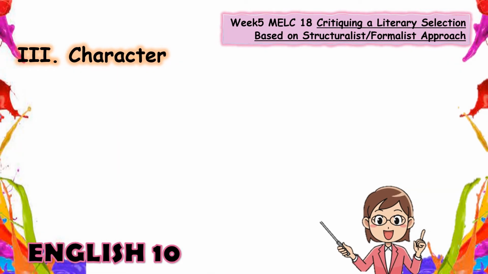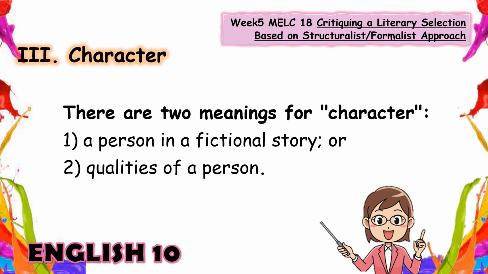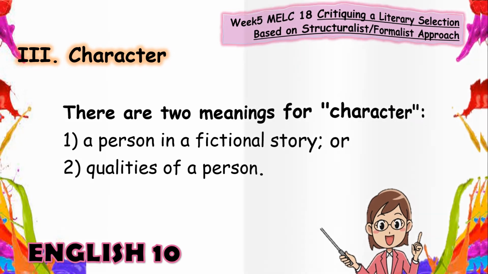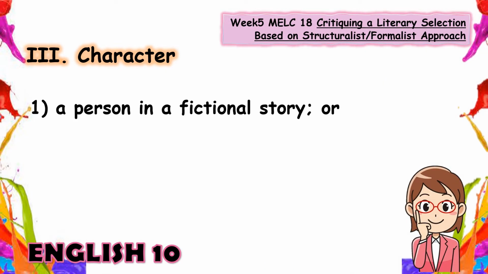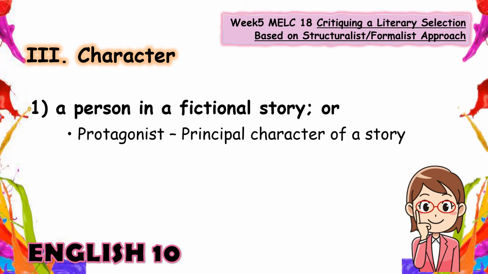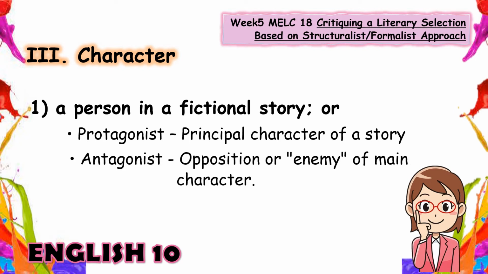The third element is about character. Now, there are two meanings for character. First, a person in a fictional story, or second, qualities of a person. Let's talk more about this. A person in a fictional story, we have protagonist. Protagonist, principal character of the story. Another, we have antagonist, or the opposition or enemy of the main character.